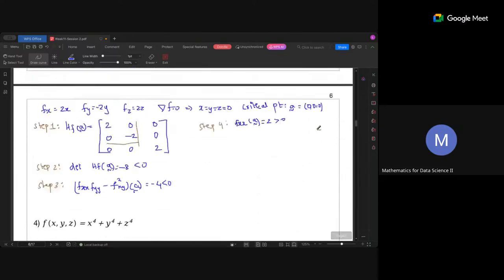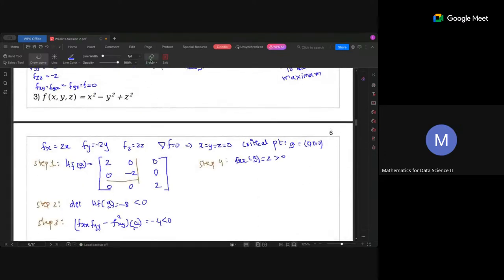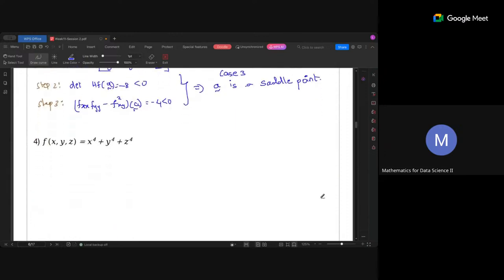Sorry. You don't even have to do this step 4. It is not necessary. Straight away, we can write that this is not necessary. So I am removing it. So straight away, we can conclude that from this itself, a tilde is case 3. This is a saddle point. Okay, so we have seen one example each for local minimum, local maximum, and saddle point.